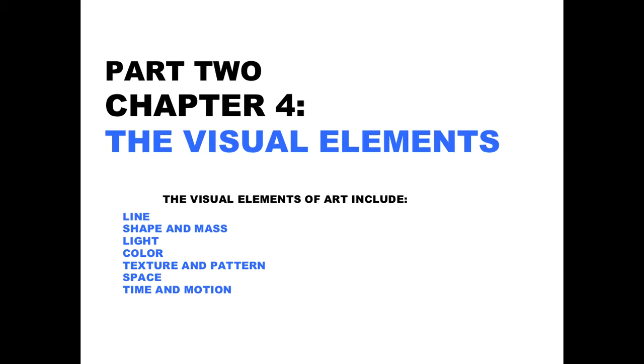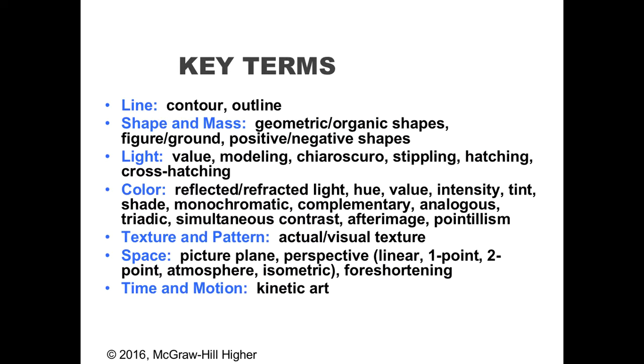I think it's a PDF or a page underneath that first segment for the course. Okay, so for chapter 4, the visual elements, you're dealing with line, shape and mass, light, color, texture, space, and then time and motion. Space and light are very different definitions than what they used to be, and time and motion was added more recently because of kinetic work and video.